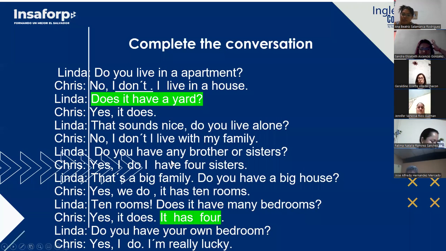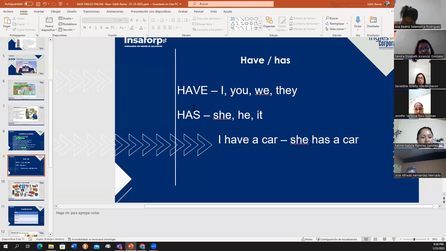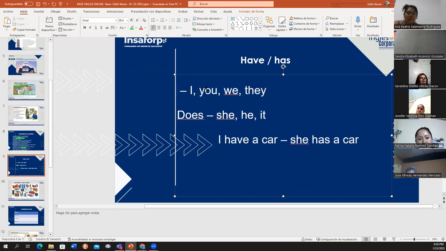Teacher, tengo una consulta. Cuando estábamos en los ejemplos del do y el does, no mencionó el it en los ejemplos. No sé si era necesario o no. Sí, la combinación de it es lo mismo que have and has. Ok.